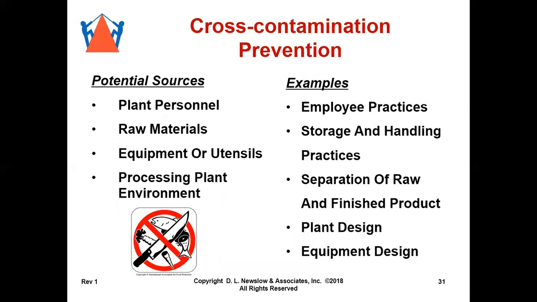Cross-contamination prevention. Potential sources: plant personnel, and examples could be employee practices. Raw materials, potential sources: we could cross-contaminate through storage and handling. So there's a lot of things that go on, and we have to really understand the process, understand the requirements, and do everything we can to prevent cross-contamination.